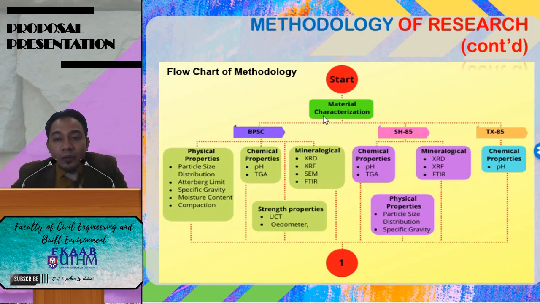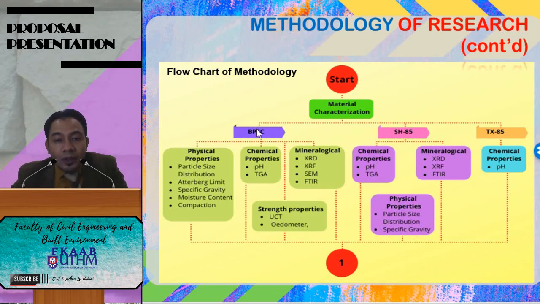Okay, we start with the material characterizations for the butterfly soft clay, and then this is for the stabilizer. For the TX-85, we only check chemical properties, pH only, because this is a liquid stabilizer, water base. And then this is a powder. This is the calcium base, so we can check the chemical properties by using pH and TGA, and also we can check the mineralogical by using XRD, XRF, and also FTIR. And then we can check the particle size distribution and specific gravity for this stabilizer.